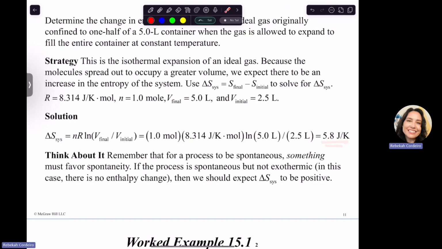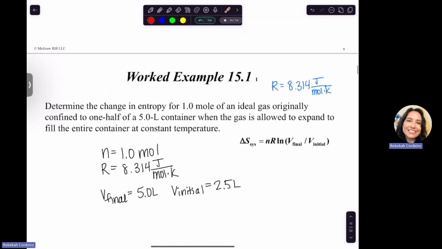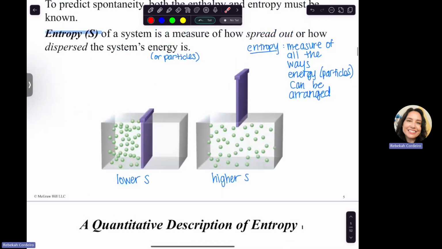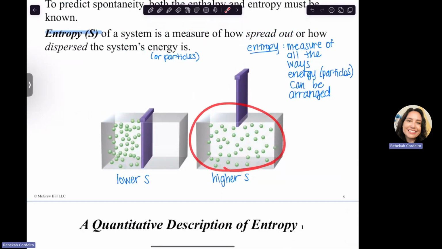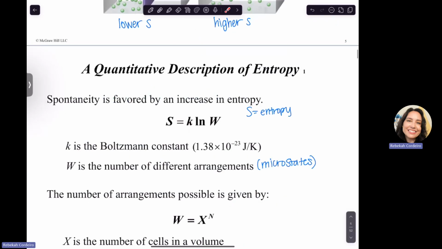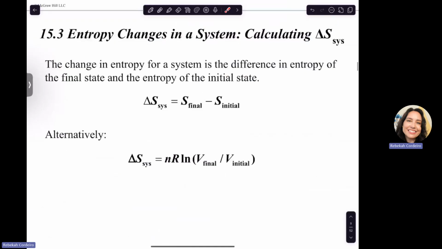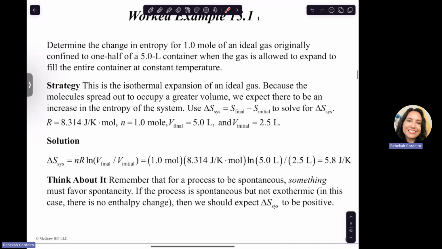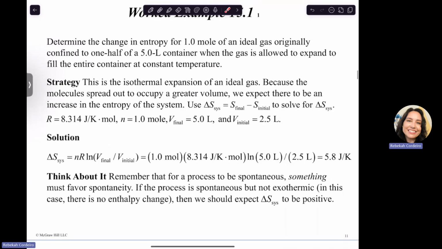So imagine we have a gas confined in half a container, just like this example, and we open up the container. Now it's got more volume, right? So it's going to be more entropy. So it's going to be spontaneous probably, assuming that we know more. There may be a reason why it wouldn't, but we don't know anything about the enthalpy, so we can't judge that.